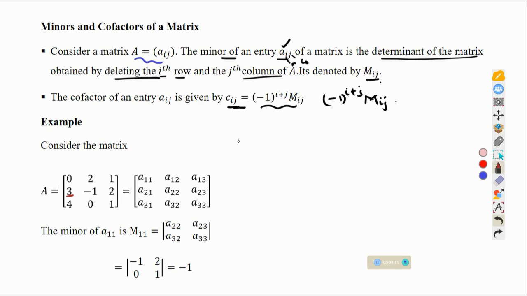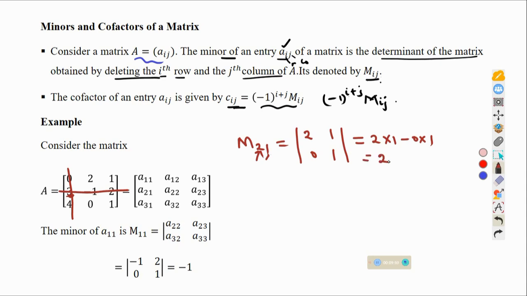So to get now the minor of 2, 1, we are talking about this element. We shall again look at 2, 1. Delete this row, this column. So delete second row, first column. Then get the determinant of the remaining ones: 2, 1, 0, 1. What will you have? 2 times 1 minus 0 times 1. This will give us 2.